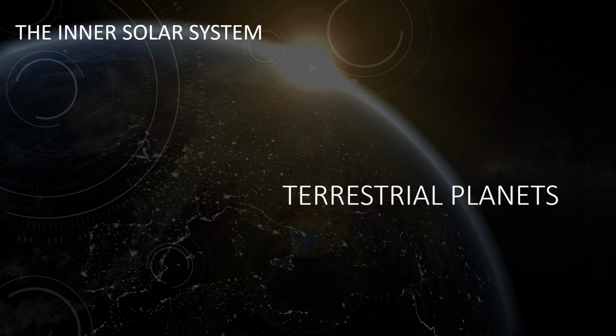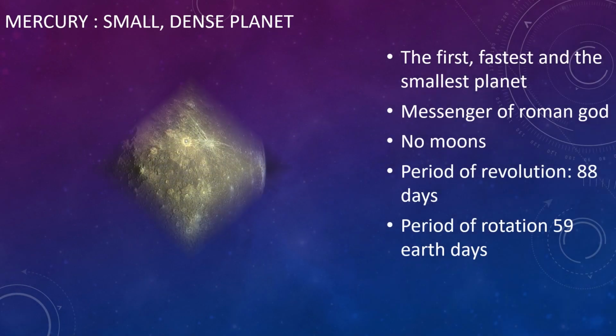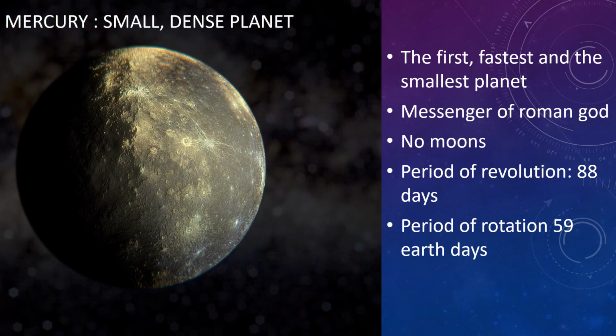Now let's zoom into the universe of the terrestrial planets. Mercury is the first, the fastest, and the smallest planet in our solar system. It is named after the messenger of the Roman gods. It is very difficult to see Mercury because it's very close to the sun. Recently, scientists have discovered water on its north and south poles. Mercury has no moons.